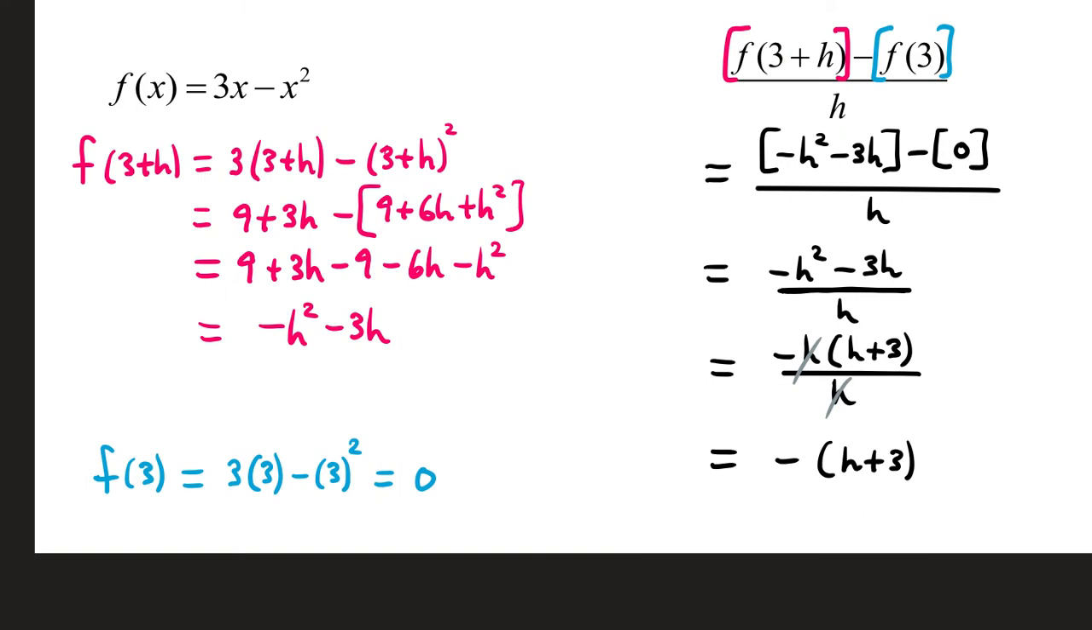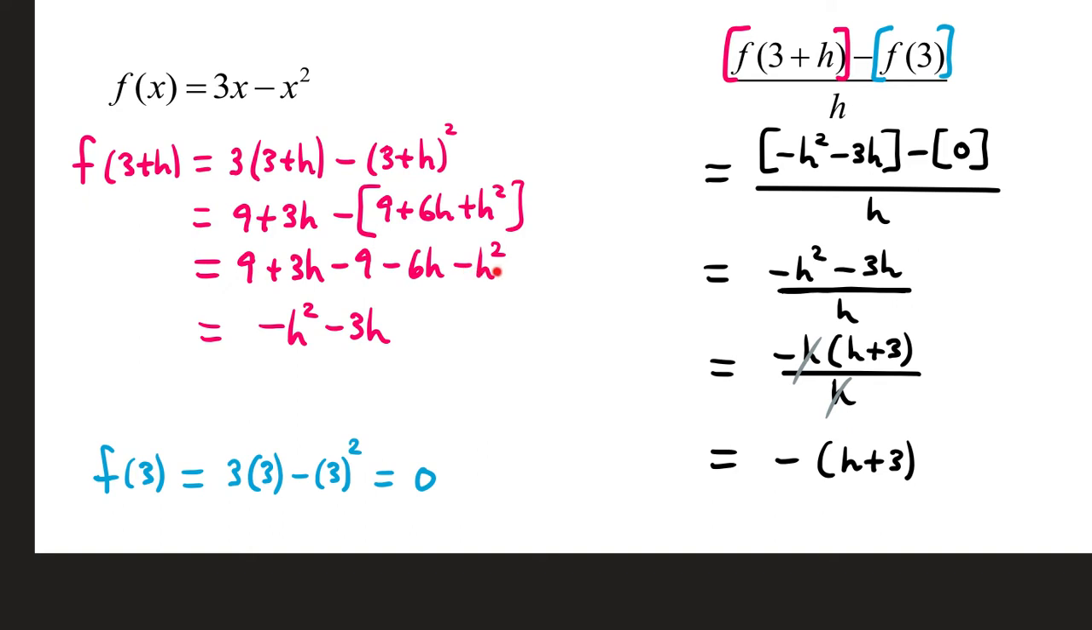Upper left, sub in 3 plus h for your variable. 3 times 3 plus h is 9 plus 3h minus 3 plus h quantity squared. Now we did that in the example above. Hold off on your subtraction until you get that squared. 3 plus h times 3 plus h is 9 plus 6h plus h squared. Exponent before subtract.